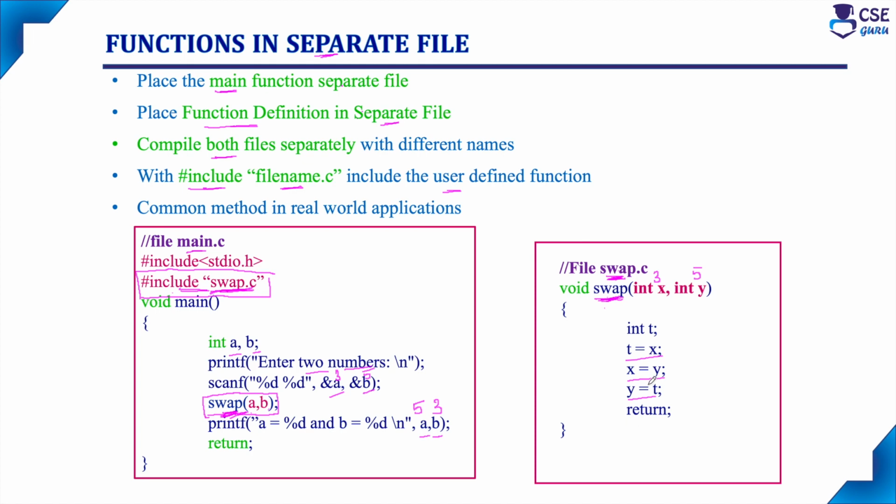So in this session we have discussed the location of function, that is complete user-defined function after the header file, the user-defined function after the main function, and user-defined function in a separate file. So these are the three methods of implementing the function.